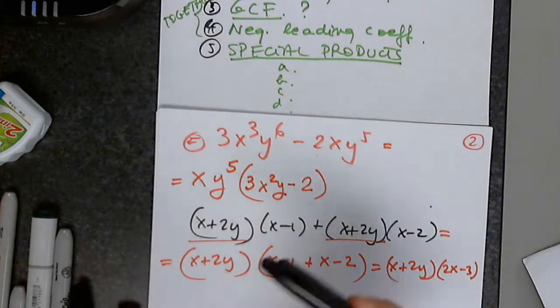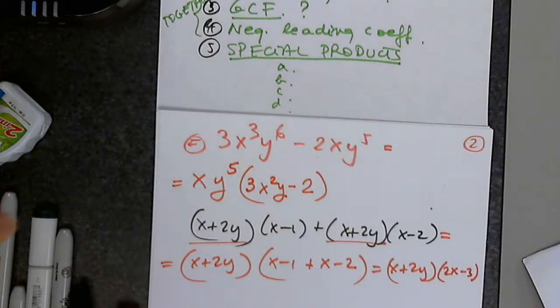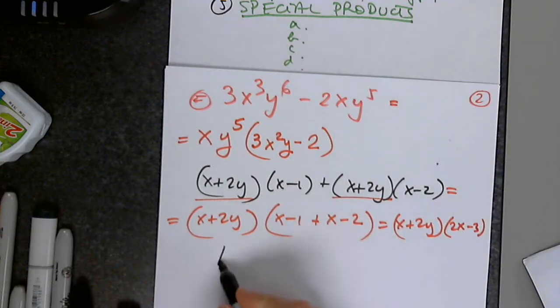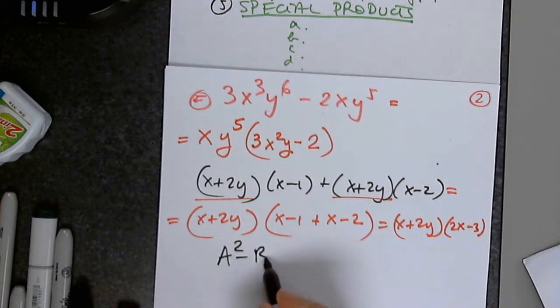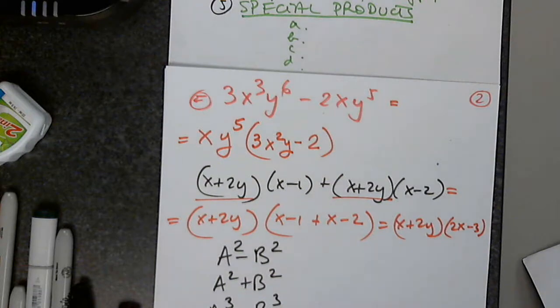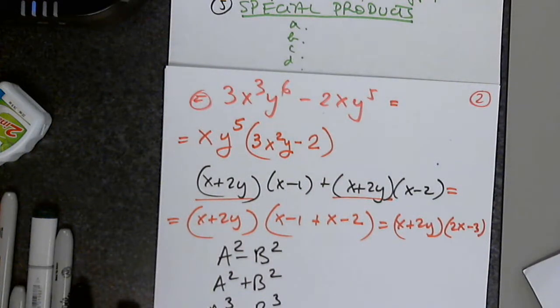So now we finally get to these special products. There are 4 for binomials. Here they are. A squared minus b squared, a squared plus b squared, a cubed minus b cubed, and a cubed plus b cubed. You have them on page 2 at the top, and we'll fill them in a minute.